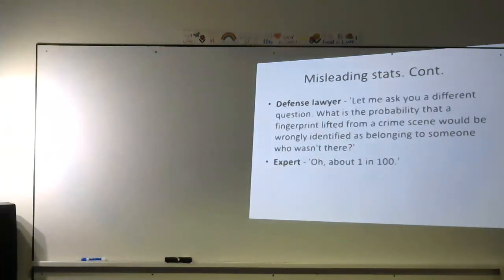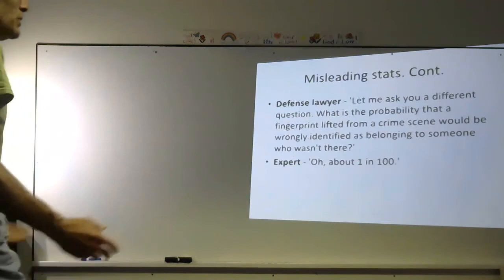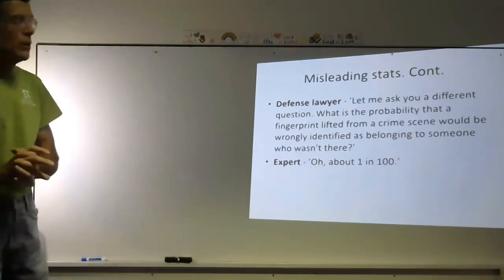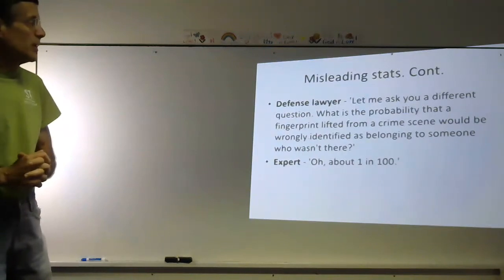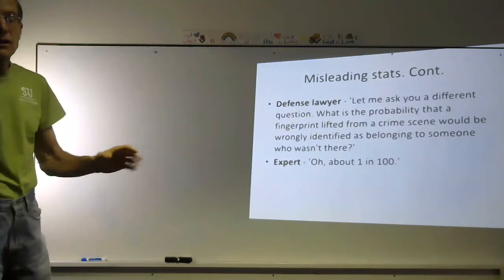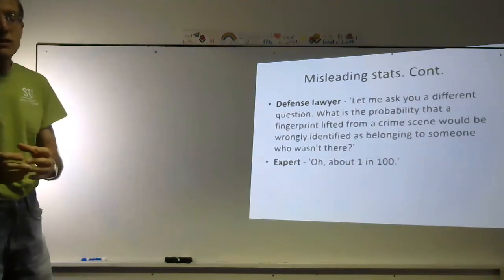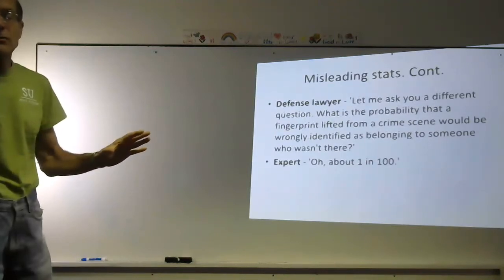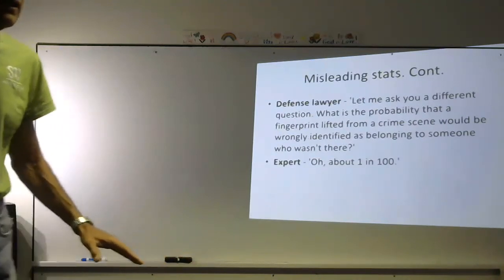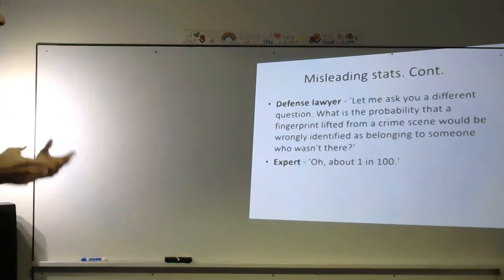The defense lawyer says, let me ask you a different question. What is the probability a fingerprint lifted from a crime scene would be wrongly identified as belonging to someone else who was not there? About 1 in 100. When a fingerprint is lifted, you've seen that on CSI programs all the time. They dust for fingerprints. Dusting for fingerprints produces what is called a latent fingerprint, and there are all kinds of problems with that.